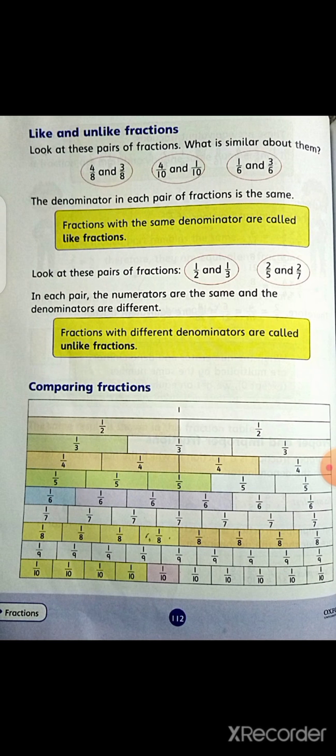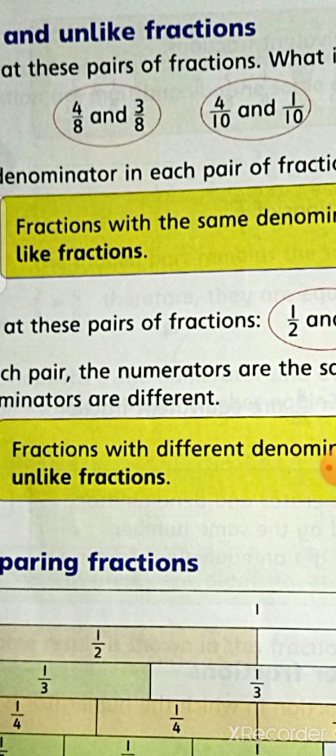On page number 112, like and unlike fractions. Look at these pairs of fractions. What is similar about them? 4 over 8 and 3 over 8. What is similar here? Very good, 8 is the same. The number is the same, and that is the denominator. 4 and 3 are both numerators, these are different. So for 4 over 8 and 3 over 8, the denominator is 8.